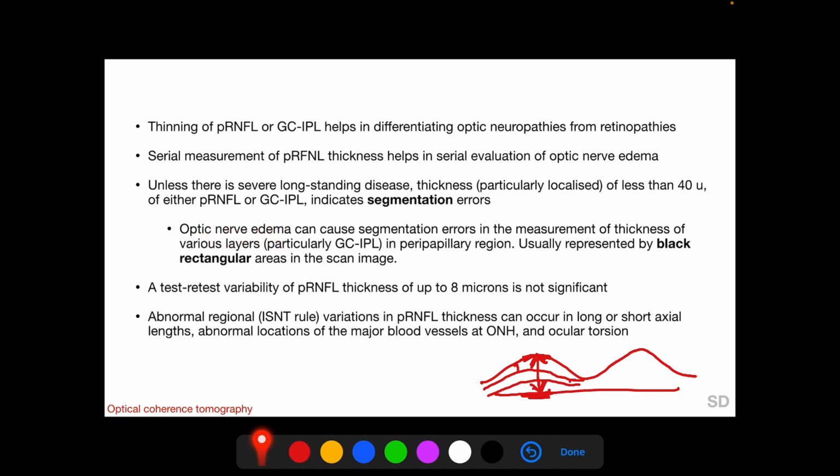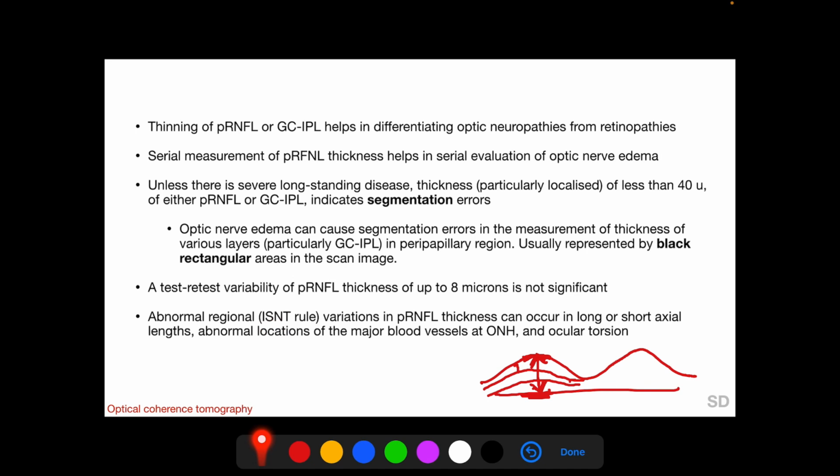Optic nerve edema can cause segmentation errors, usually represented by black rectangular areas in the scan image. Now when we are measuring p-RNFL thickness serially, a test-retest variability between two sequential tests of up to 8 microns is considered not to be significant. Abnormal regional variations in p-RNFL thickness: we know the ISNT rule, in which the inferior sector of the nerve fiber layer is the thickest, followed by superior, followed by nasal, followed by temporal, which follows the thickness of the neuroretinal rim.